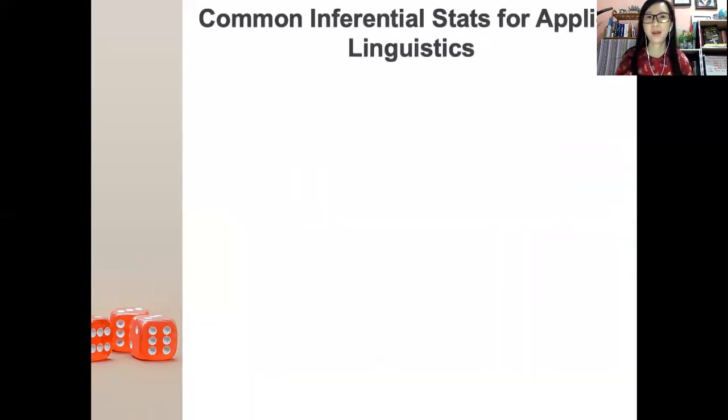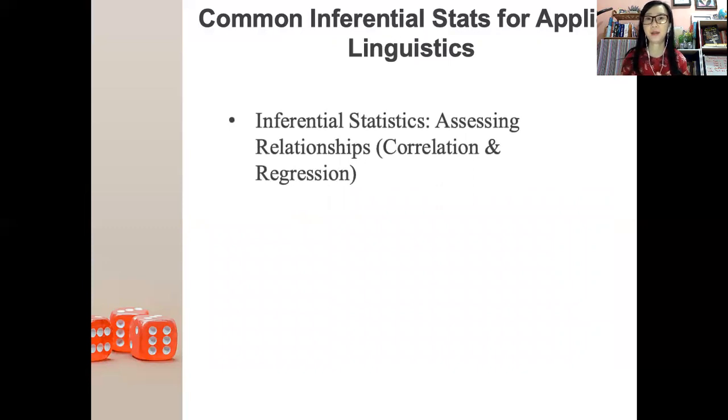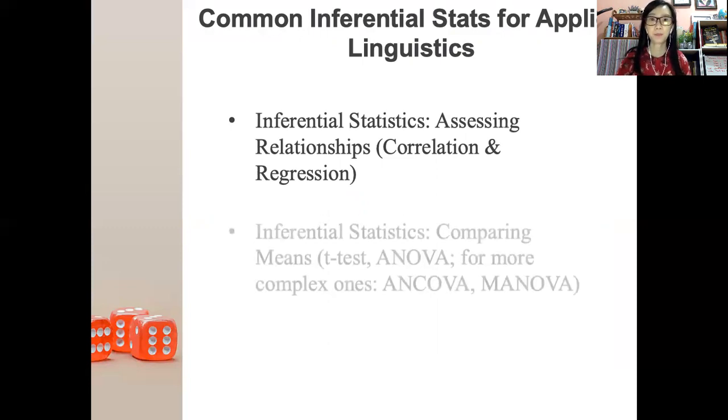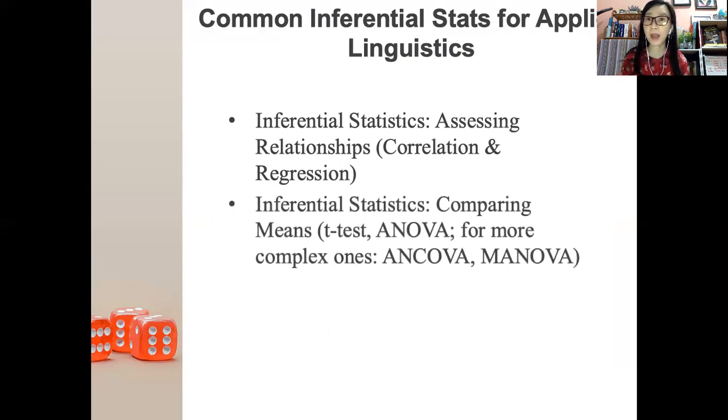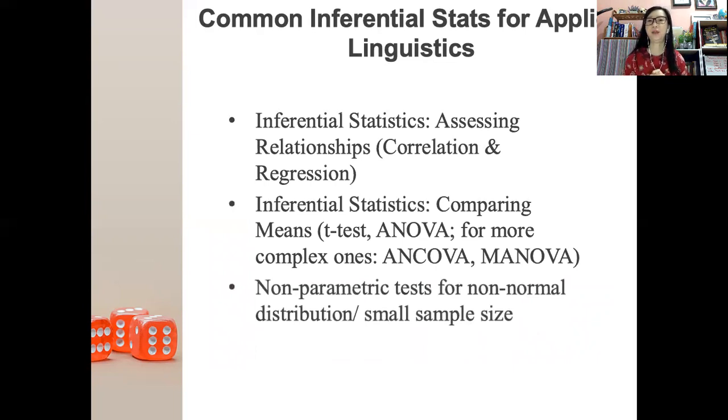Going further, the common inferential statistics that we use in our field, namely applied linguistics. First, we have inferential statistics to assess relationships, for instance correlation and regression. And then inferential statistics to compare means or mean scores. We have t-test, and ANOVA or analysis of variance. And for more complex designs, we have ANCOVA or analysis of covariance and MANOVA or multivariate analysis of variance. And when you have a non-normal or skewed distribution and small sample size, we have what we call the non-parametric tests.